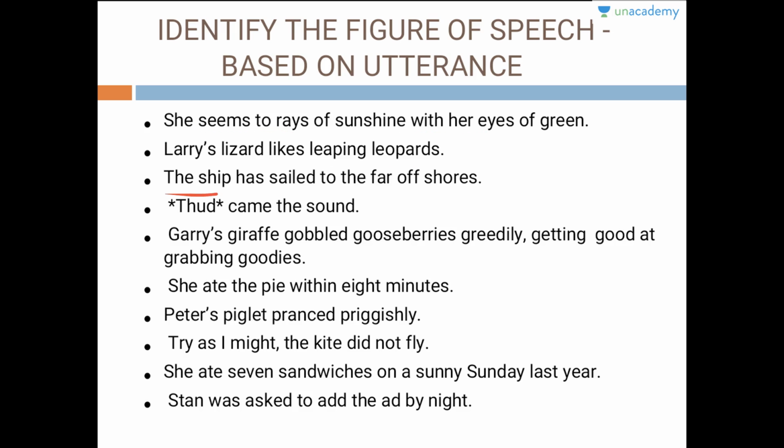The ship has sailed far off the shores. This is an example of consonance, because you can see the stress on the words ship, sailed, shore. Third came the sound. Third is a sound, and you can understand by reading this the expression the writer was trying to convey. So this makes it an onomatopoeia because it's a sound word.